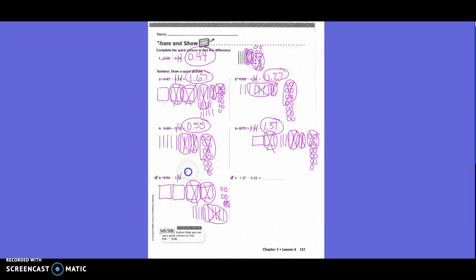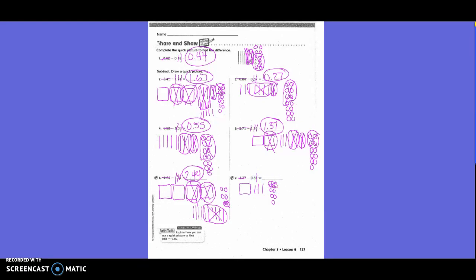How many flats am I left with? 2. How many longs? 4. And how many small cubes? 4. My answer is 2 and 4,400. We already drew our 1 and 37 hundredths, and then we need to take away 52 hundredths. Do I have enough small cubes to take away 2 hundredths? Yep, so I circle my 2 and then mark it off.